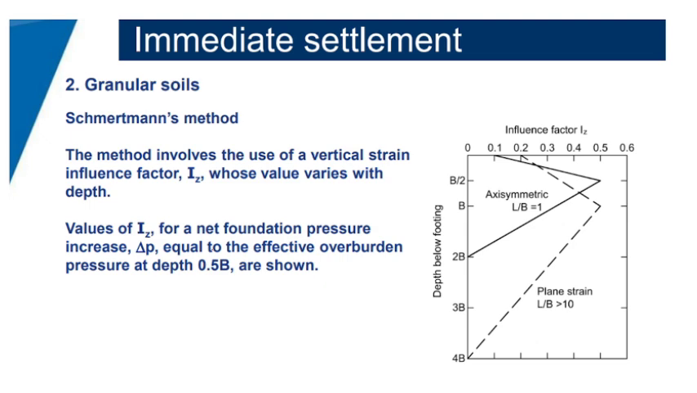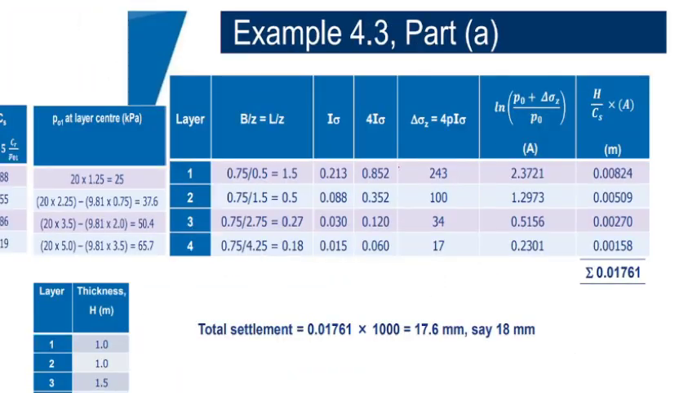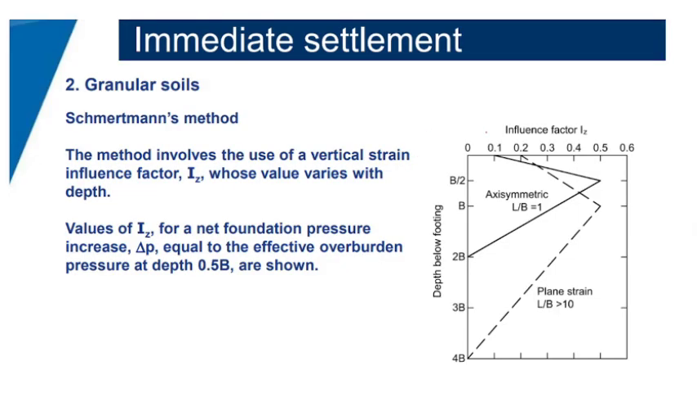So I am going to continue my discussion tutorial for this immediate settlement. Now, the second method that we are going to use is Schmertmann's method. This is for granular soils or cohesionless soil. And take note that if you are using this method, you are going to take into consideration a depth equal to 2B.